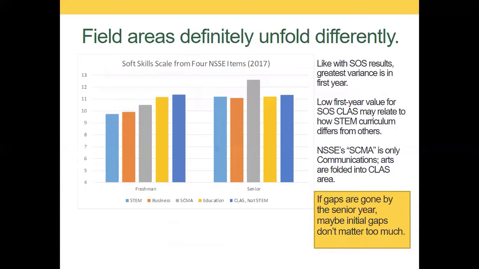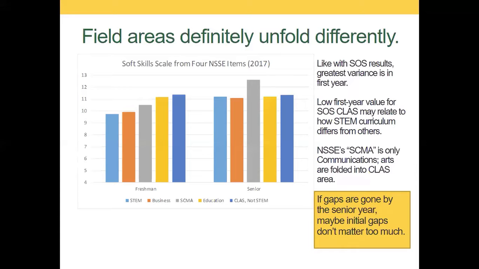The field areas, which I grouped, and you can see down at the bottom, kind of small. That first lighter blue are the STEM fields out of class. They have the lowest score on the freshman side for the soft skills. And then next is business. Next is labeled SCMA, but please read the note on the right. In the NSSE world, the arts are folded into the social sciences and humanities. Arts and humanities are grouped together. So in this graph, SCMA is only the communications piece. The yellow is education, and including the health and welfare program. I had them separated, but they looked identical, so I squished them back together again. And then the dark blue one is all the class majors that are not STEM majors.